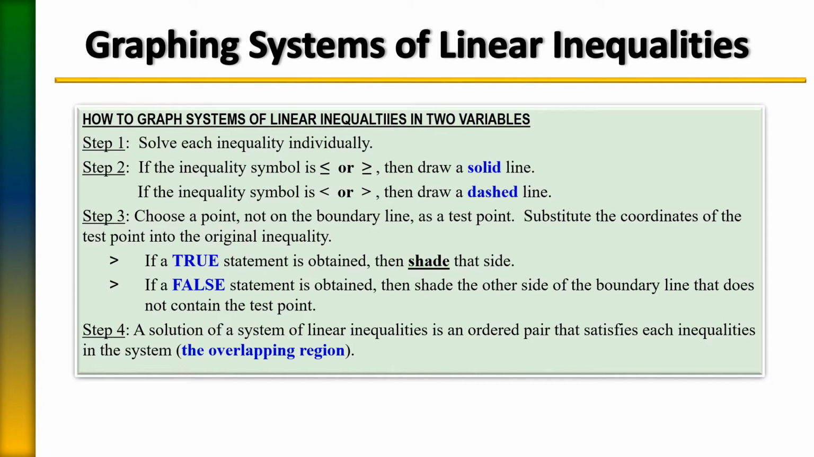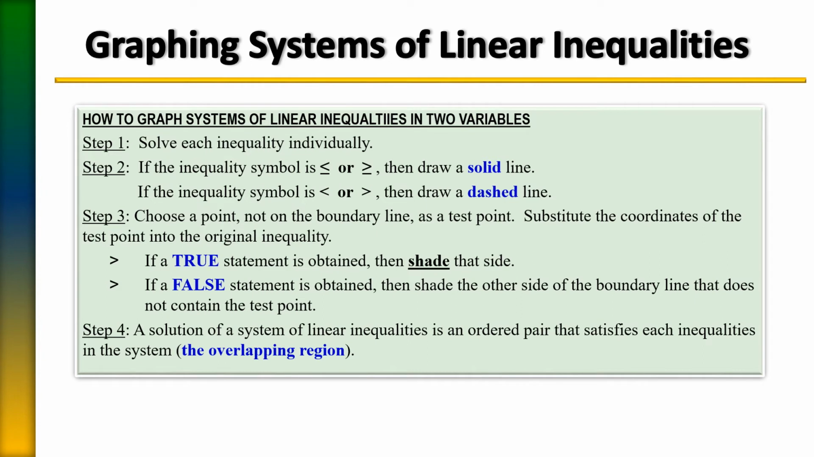Remember, you're always going to shade the true side, and you can use test point 0, 0 to test whether a side is true or not. You could also use a boundary method. The only difference is step 4, and that is the solution of a system of linear inequalities is an ordered pair that satisfies each inequality in the system. In other words, it's the overlapping part, the part that you colored or shaded twice.